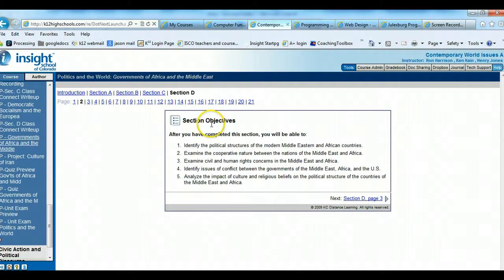So after we finish Section D, be able to identify some of the political structures of the region, examine the cooperative nature between the nations in that region, look at civil and human rights concerns in the region, identify conflicts of different governments in the region, and finally look at the impact of culture and religious beliefs on the politics in the area.